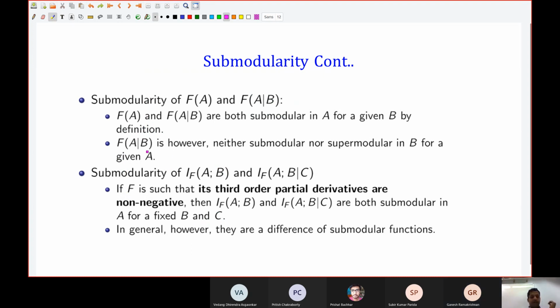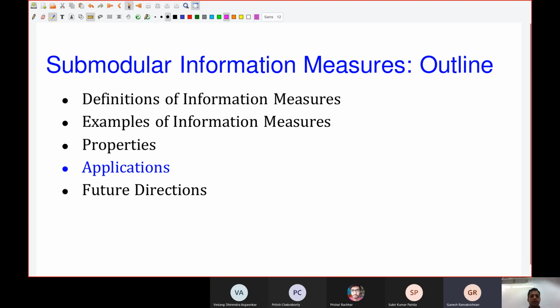Now, f of A and f of A given B are both submodular, but f of A given B is neither submodular nor supermodular in B. So we can't make either assertion for B. Then we moved on to partial derivatives, right? That brings us to the next set of slides. But we said that submodularity of the mutual information depends on some higher order derivatives. In this specific case, third order partial derivatives being known.